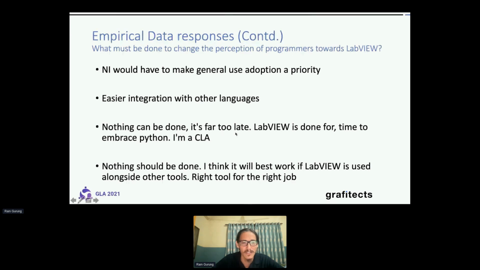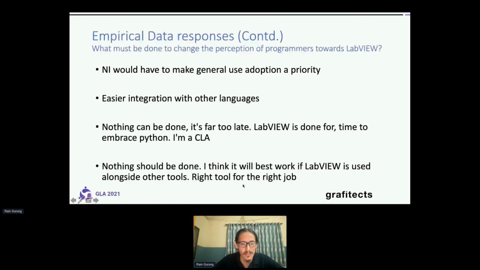Okay, so there are some thorns as well. So nothing can be done. It's far too late. LabVIEW is done, time to embrace Python, and I'm a CLA. Okay, so I think this can be a wake up call for other programmers also, on what we can do to revive it, or at least its perception. So nothing should be done. I think that's the best way.